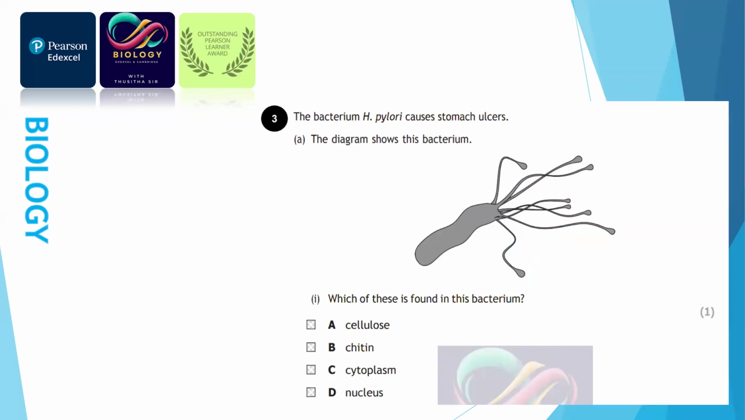And the next question, I'm coming to the third question. Which of these is found in the bacterium? I think these are very basic things, so you have to revise frequently if you forget. Cellulose is in the cell wall of plants. Chitin is the cell wall of fungi. Cytoplasm is common to all prokaryotes and eukaryotes. Nucleus is common to only eukaryotes. So the answer is cytoplasm.